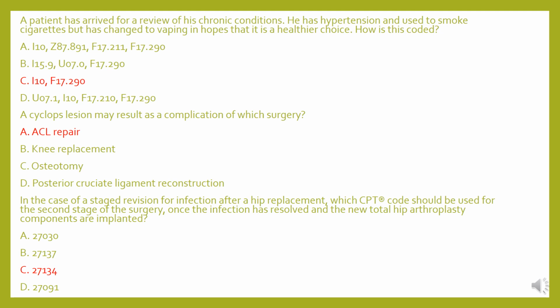A cyclops lesion may result as a complication of which surgery? A. ACL repair, B. Knee replacement, C. Osteotomy, D. Posterior cruciate ligament reconstruction. In the case of a staged revision for infection after a hip replacement, which CPT code should be used for the second stage of the surgery once the infection has resolved and the new total hip arthroplasty components are implanted?